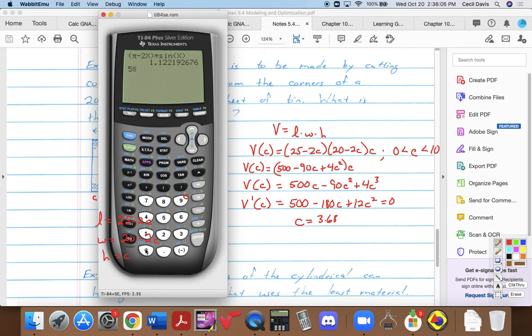So 500 times the x value minus 90 times the x value squared plus 4 times the x value cubed. It's not 180, it's 90. Oh, sorry. Thank you. That's much better.